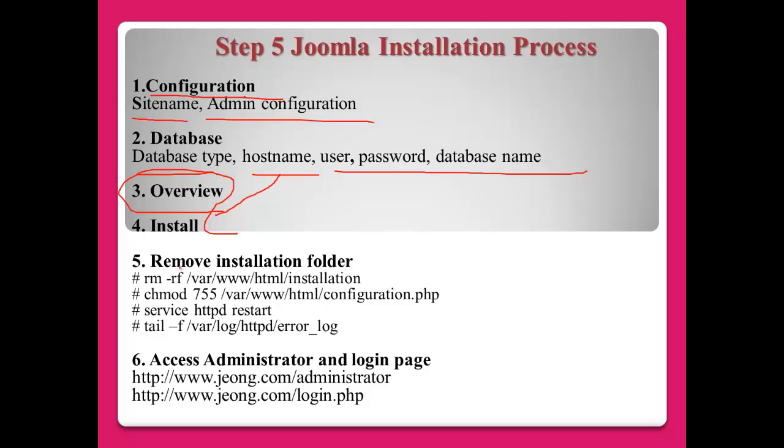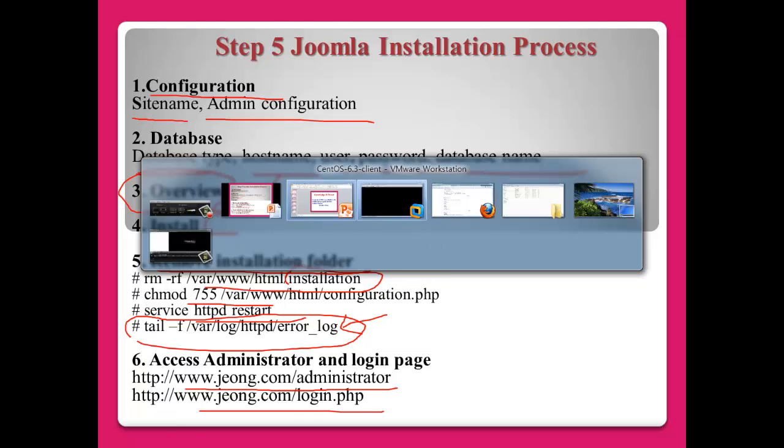After you complete the install, in the last process you have to remove the installation folder. Using this one, rm -rf, you can find this installation folder and remove it. After that, change the permission and restart the web server. Maybe if you meet some errors, please use this command. Normally Joomla will create a log file for errors in this file. And if we are successful, then access the administrator and login page. So here, this one will be the administrator page, and this is the login page. Okay, then let's try here.